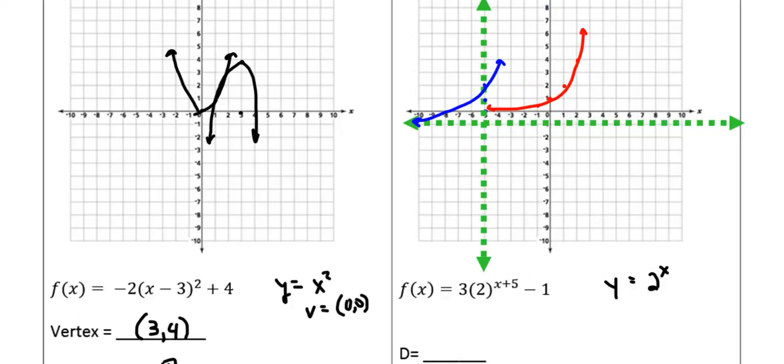So you can see at negative 3, I'm already off the graph here, and it goes up really fast.